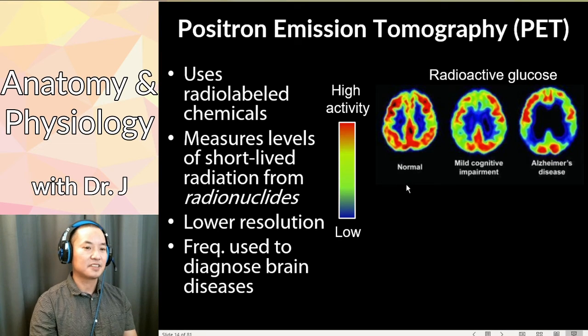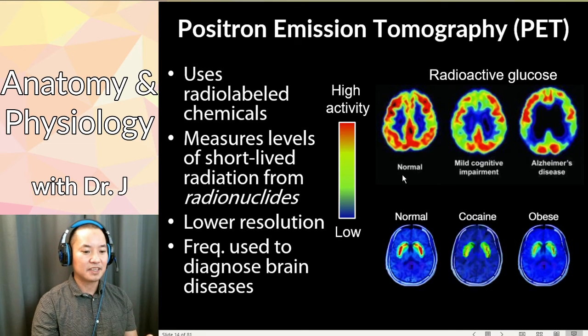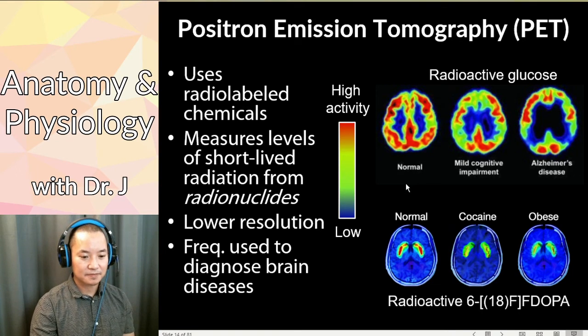But is glucose the only thing that can be radio labeled? So what we have here is very interesting. What we're seeing is our dopamine signals. Now look at the normal brain. You have these red centers right here, so high activity. But what we have here is someone who's addicted to cocaine. Do you see the red? We don't see as much red. Now we see medium levels of this dopamine.